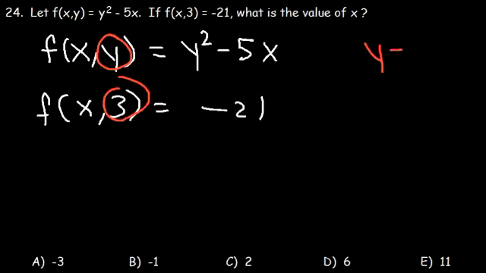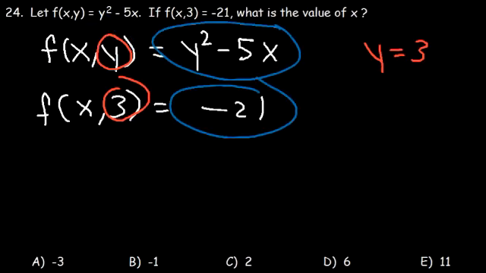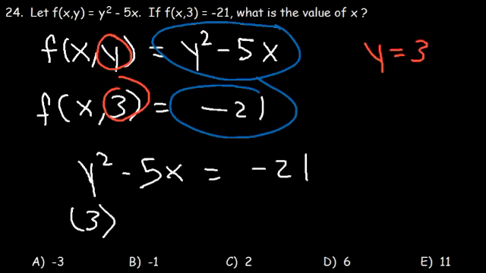So we know that y is equal to 3. So notice that the left side is equal to the left side of the second equation. So therefore, the right side of the first equation must equal the right side of the second equation. So we're going to set those two equal to each other. So y squared minus 5x is equal to negative 21. And we know that y is 3. So this will allow us to solve for x.